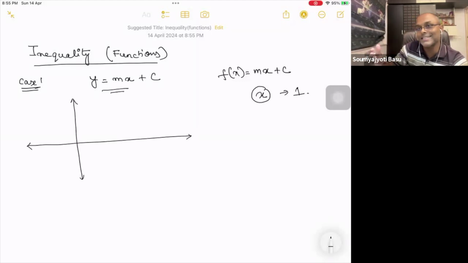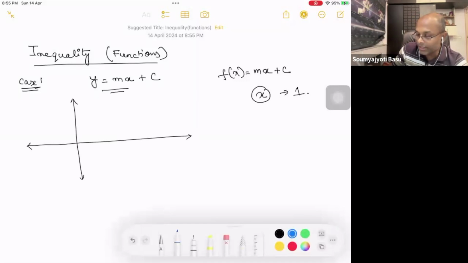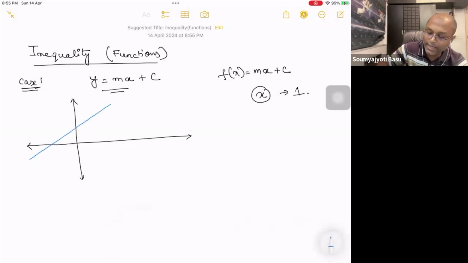In fact, this line y is equal to mx plus c, I keep on saying it as a line. When you do coordinate geometry, you would know that this is a generalized equation of a straight line, which looks something like this, where m is the slope. If you do not know these terms as of now, nothing to worry about. I'm just explaining, you'll soon get to understand. And c is this length. It's called the y-intercept.